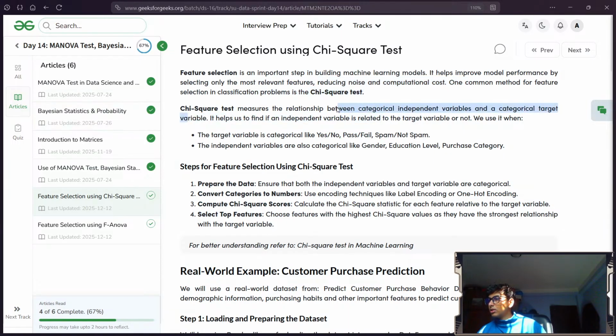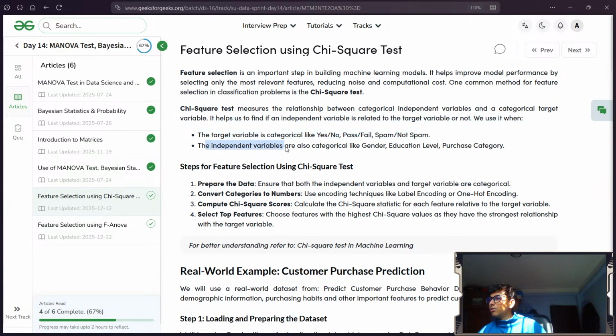The chi-square test measures the relationship between categorical independent variables and a categorical target variable. Okay, it measures the relationship. It helps us find if an independent variable is related to the target variable or not. We use it when the target variable is categorical, like yes/no, pass/fail, spam/not spam.